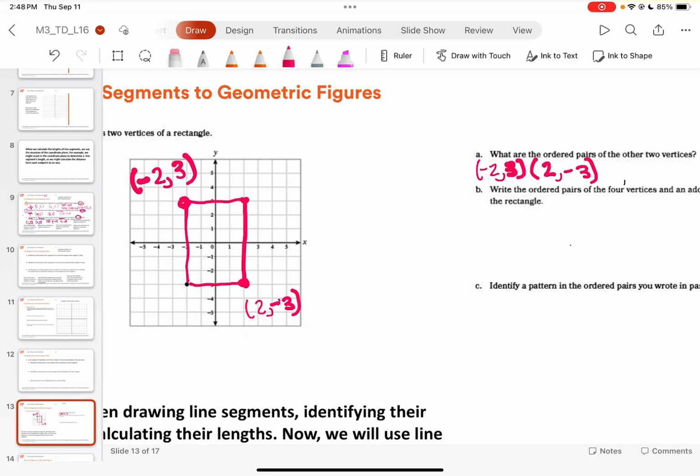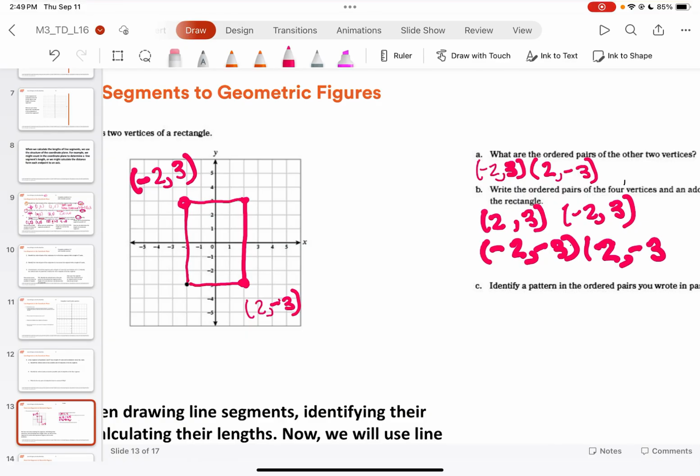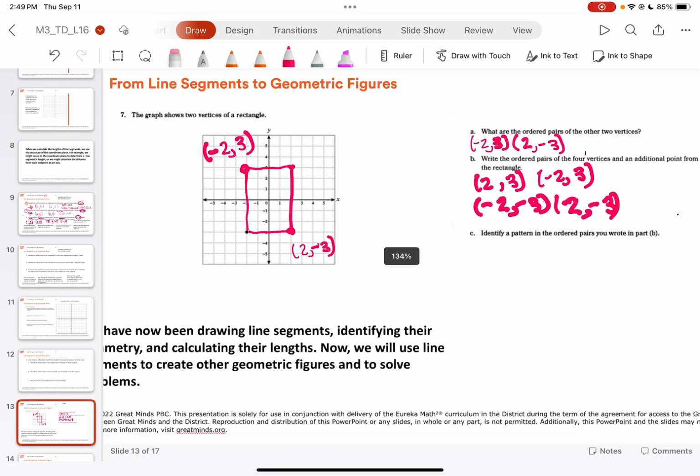And then the other 2 are going to be 2, 3. Let me write this one. And then the other one would be negative 2, negative 3, and positive 2, negative 3. All right, so here are my 4 vertices.